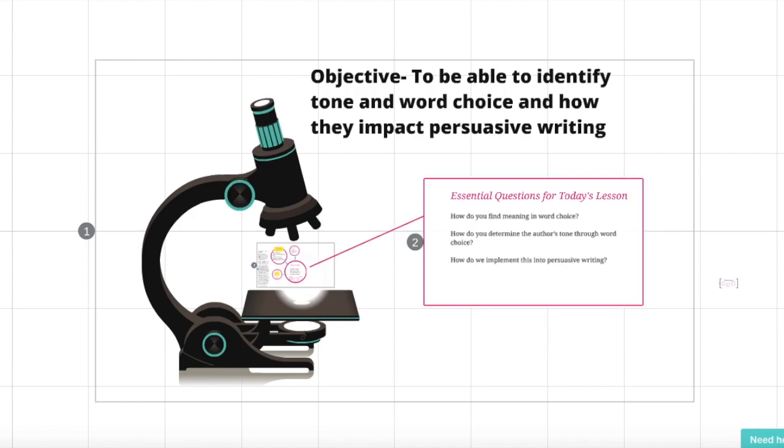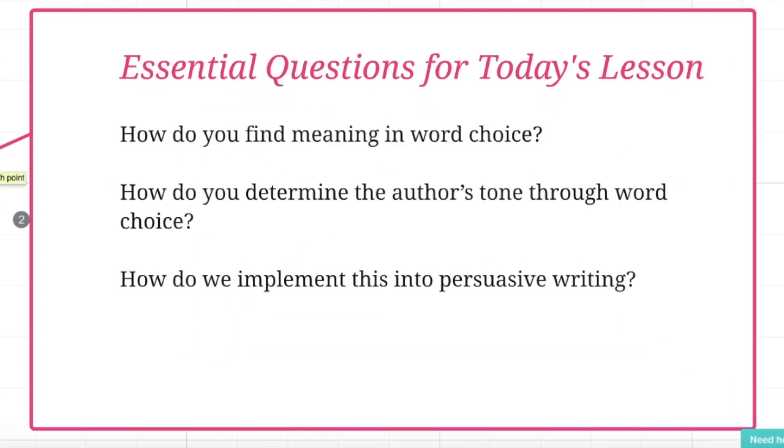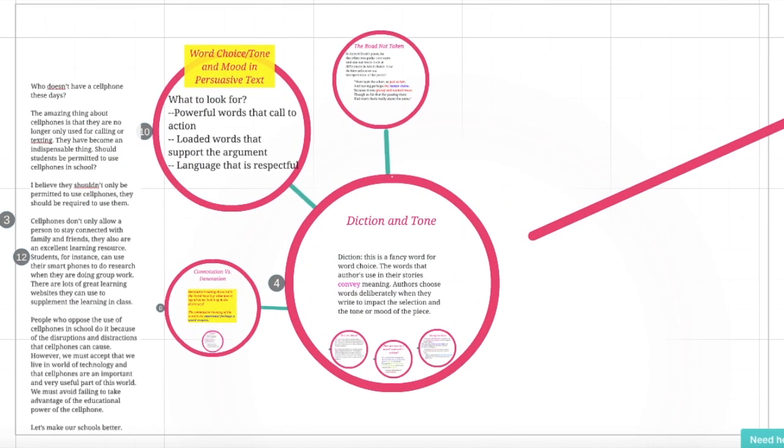All right, so let's talk about our essential questions for today. Our essential questions for today's lesson are: how do you find meaning in word choice, how do you determine the author's tone through word choice, and then how do we implement this into persuasive writing? So we want to be able to identify when we're reading persuasive text what the word choice means and how it's impacting that text.